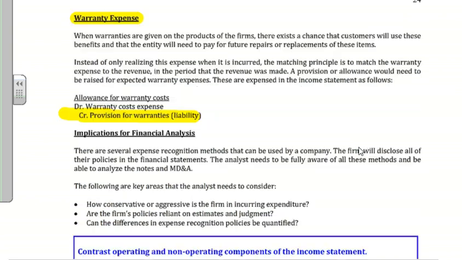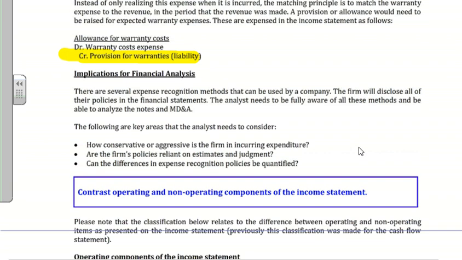Implications for financial analysis. There are several expense recognition methods that a company can use, and remember, a lot of these expenses, depreciation, provision for doubtful debts, provision for warranties, things like that, are very much dependent upon the management's estimation.